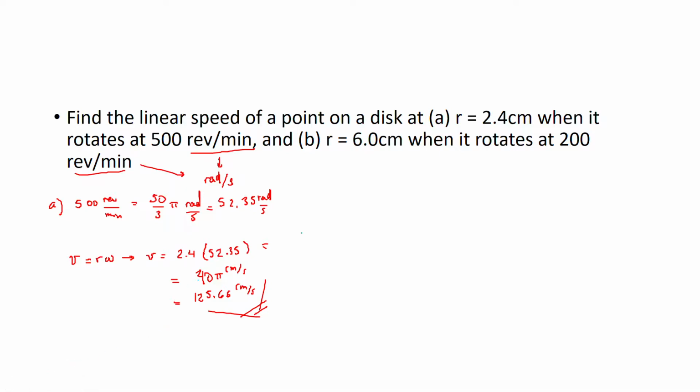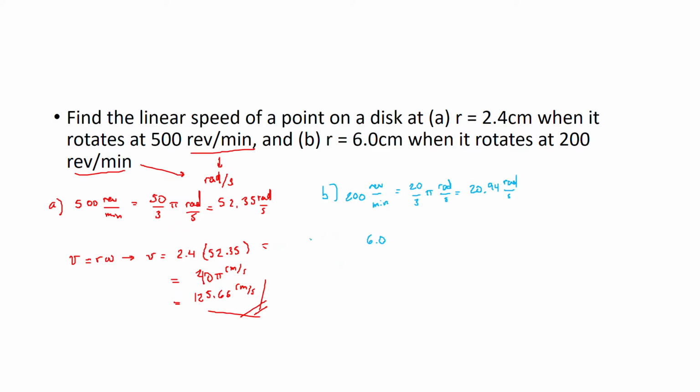For the second one, let's keep on working, and it's pretty much the same thing. We have 200 revolutions over minute, and I'm going to transform it into radians per second. That is 20 thirds of pi radians over second. Once again, I already did the math. It's very easy. Do it on your own. And it's actually 20.94 radians over second.